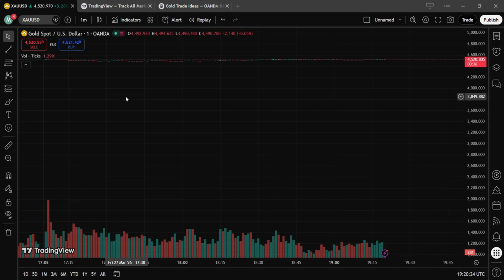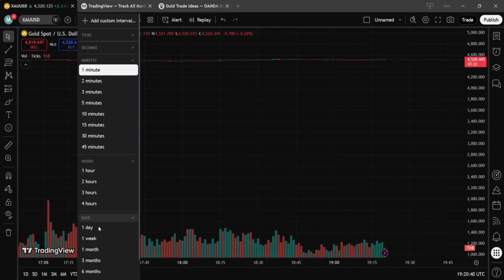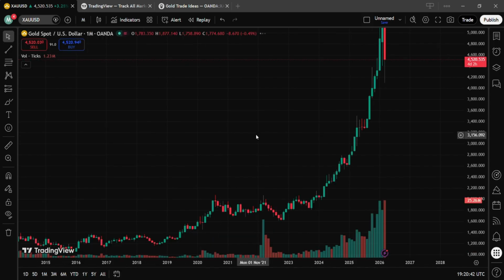First thing I do once I get to TradingView, I check the market direction from the higher time frame. If you want to know the actual direction, the actual move of the market, you check from the higher time frames, which are monthly, daily, weekly. So you check from there. Now let's get to the monthly time frame and see.